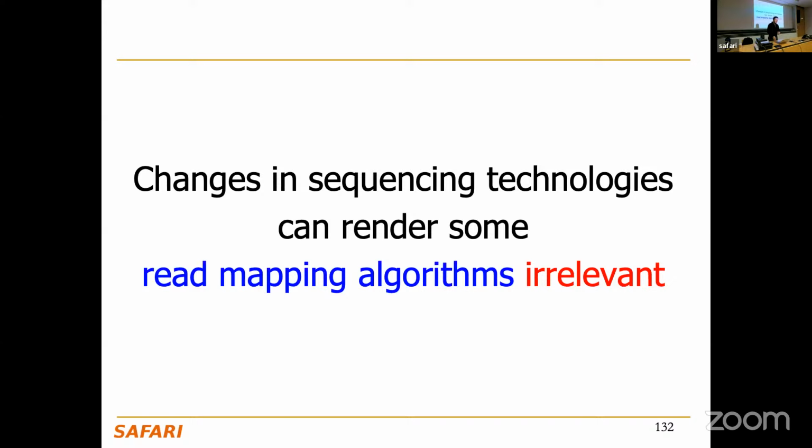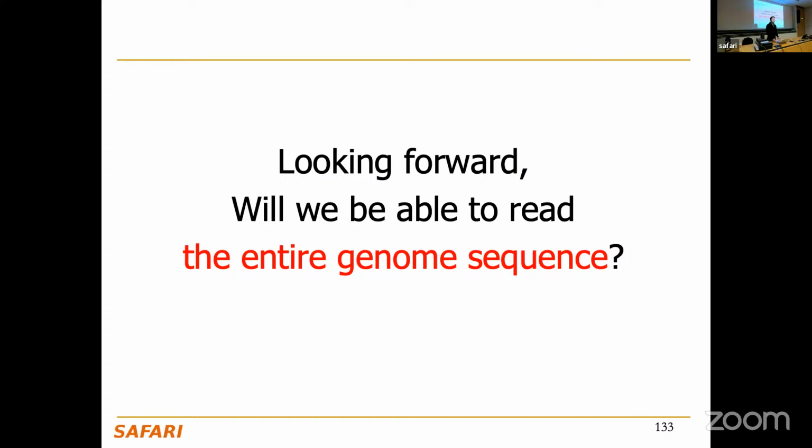I guess maybe the next question is, we've been building these read mapping algorithms considering the limitations of the sequencing technologies. Then the question is, can changes in the sequencing technologies render some read mapping algorithms irrelevant? Maybe perhaps yes, but there are still some use cases that will need read mapping, such as metagenomics or population scale analysis, where we're definitely going to have variations because of mutations, not sequencing error.